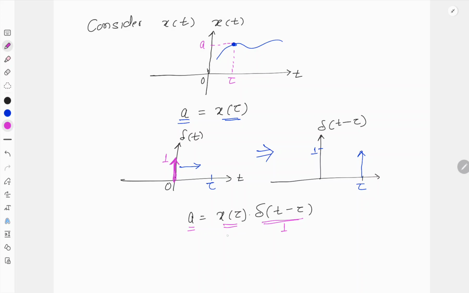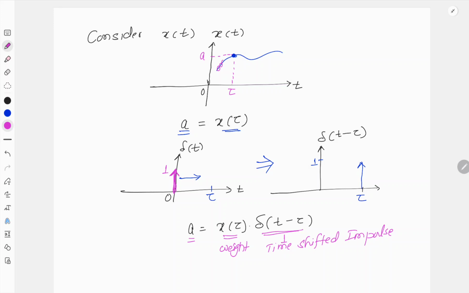Here x of tau will be acting as the weight of this function, and this is a time shifted impulse. Now our aim is to represent this entire x of t, all the points on this x of t signal, in the same equation that we have derived now, a equal to x of tau into delta of t minus tau. Now to represent all the points, our aim is just to change the value of tau.